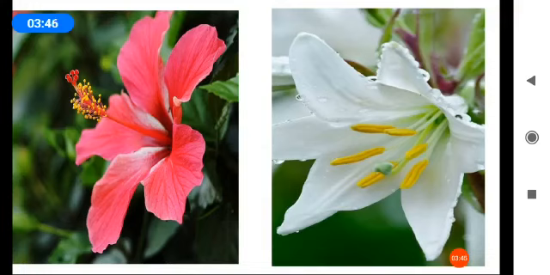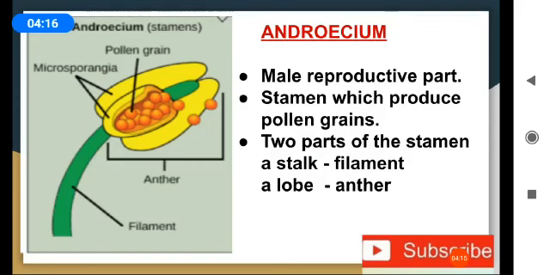In hibiscus, we can observe a long tube on which many stamens are arranged. But in lily, only 6 stalked structures are present. So the stamens arranged in the flower are called androecium. So androecium contains stamens. So what is androecium? Male reproductive part of the flower. So the stamens produce pollen grains.